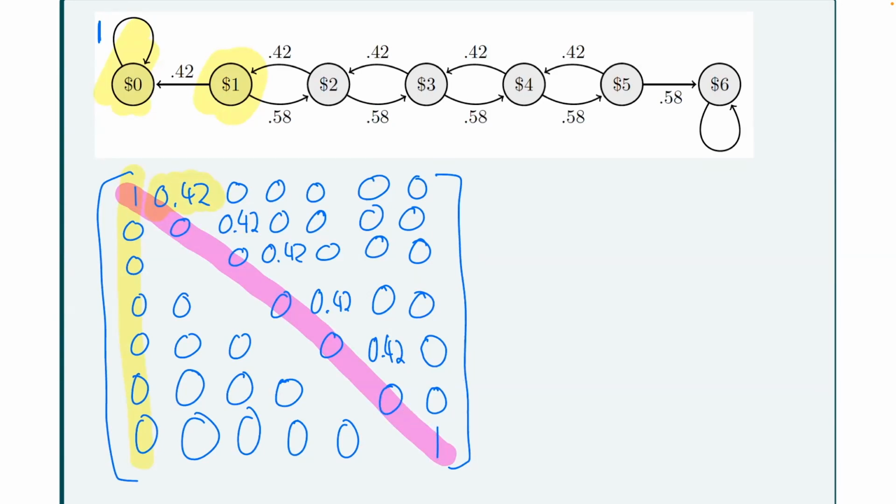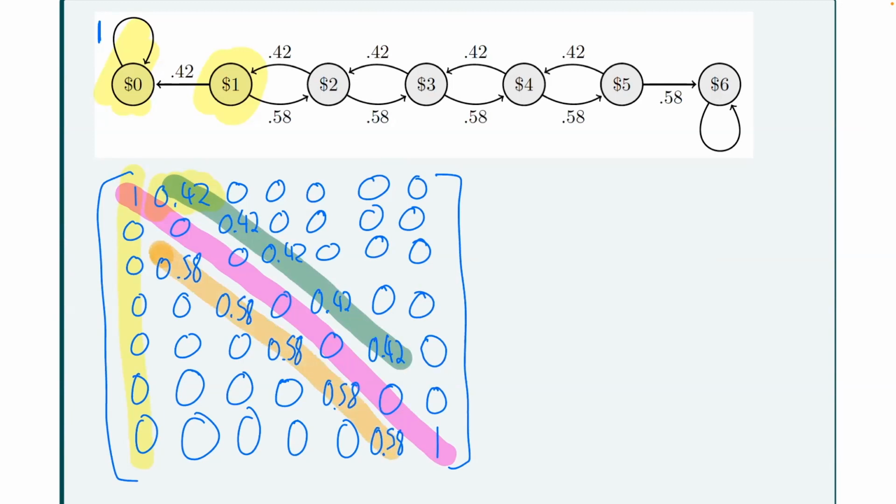Okay, so all these entries that are highlighted in green here, that's going from 1 to 0, or 2 to 1, or 3 to 2, 4 to 3, or 5 to 4. So moving left, we're losing $1. Every time we win, it's going to be moving to the right. So that's going to be everything just below this main diagonal here. We also have the same chance here of 0.58. Okay, and note, I'll highlight this in, say, orange. So this is the probability of moving right.